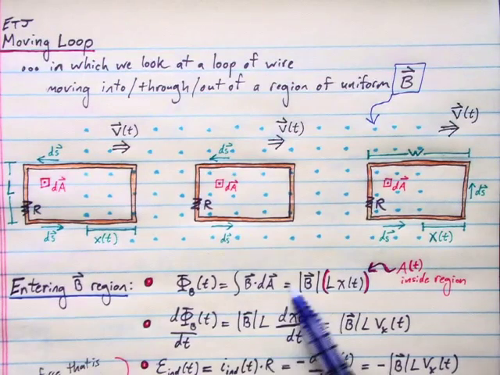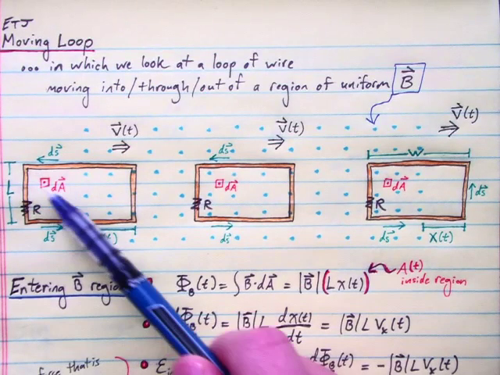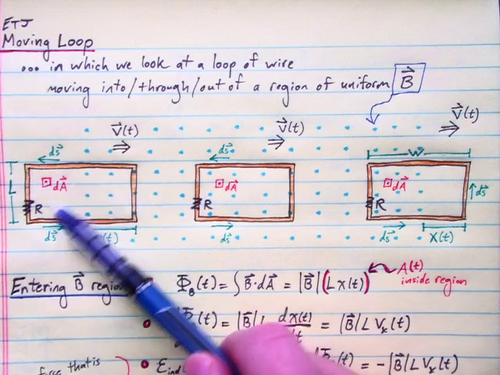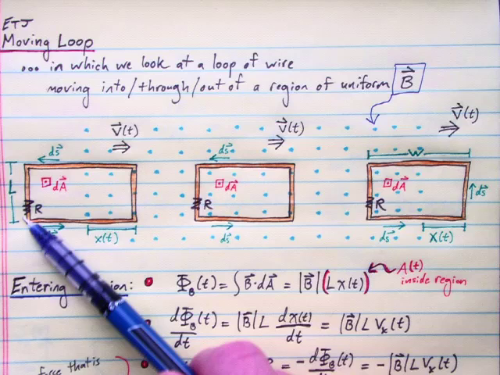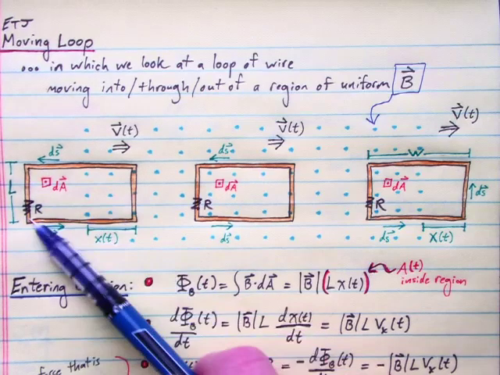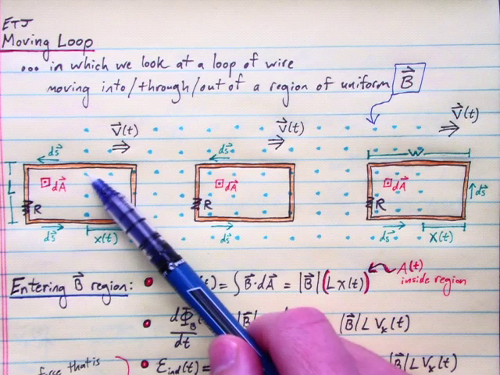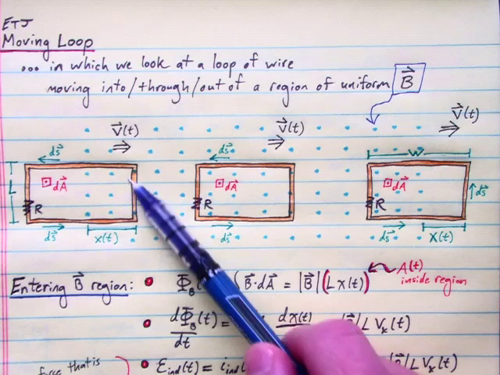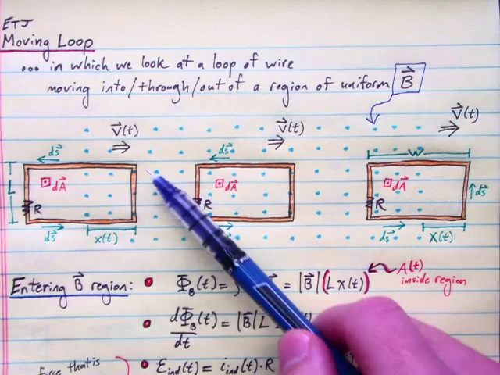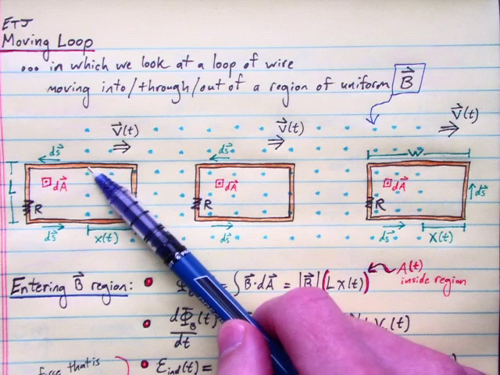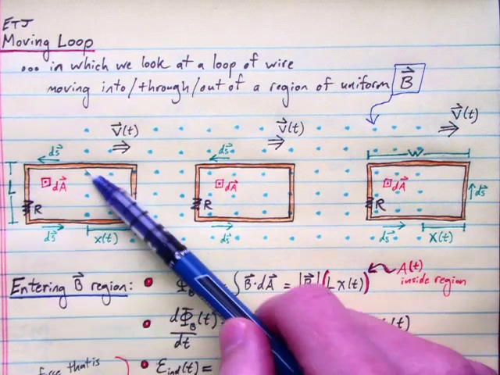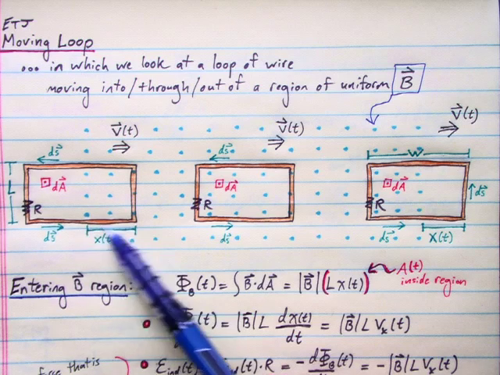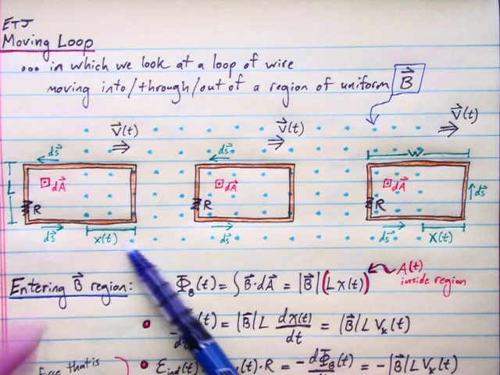So B dot dA, the flux, is zero in this portion of our area here. There's no B field over here. Our B field only begins right here. So only this area has B field passing through it. The area of that region is the length L times this distance here, x. I'm calling that x, which will be a function of time.